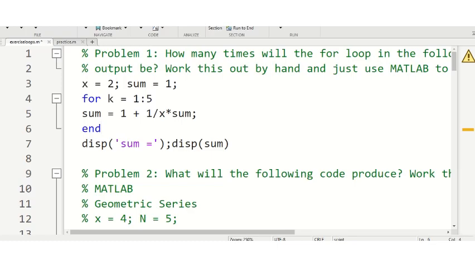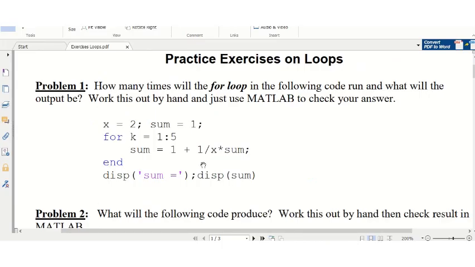x is equal to 2. sum is equal to 1. For k is equal to 1 to 5, sum is equal to 1 plus 1 by x into sum. I will give you 2 minutes. You can solve it and tell me the answer. Not the simulated one. I am not asking you for the simulated output. Just try to do it with your own hands, okay?